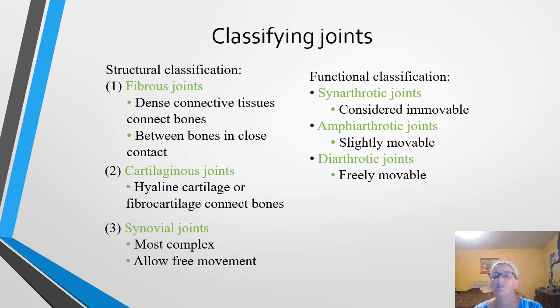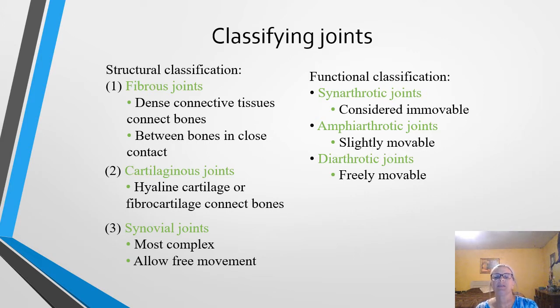So be sure you know this slide. We've got structural classification and a functional classification, all right? And so we have 3 types of structural joints: fibrous, cartilaginous, and synovial. Fibrous joints are held together by collagen-rich, dense connective tissue. Joints are also classified by the degree of movement that is possible. Most joints of the skeletal system are going to be the 3rd type, which is going to be synovial.